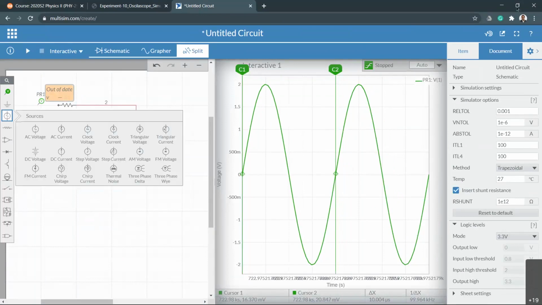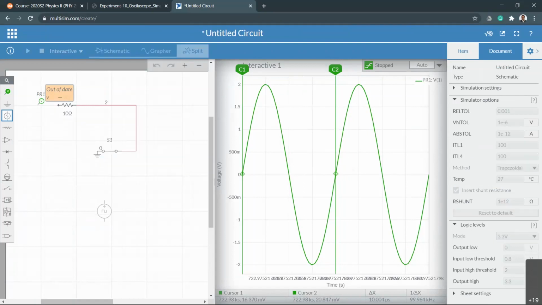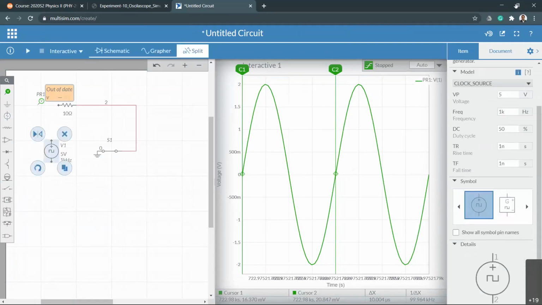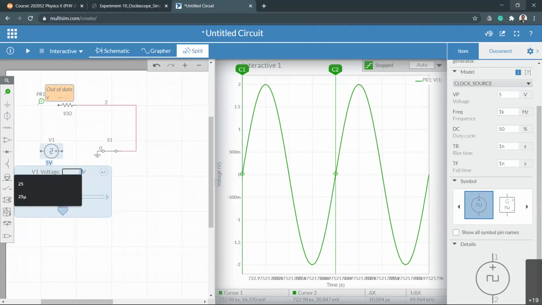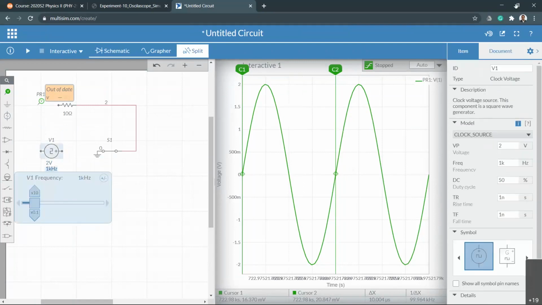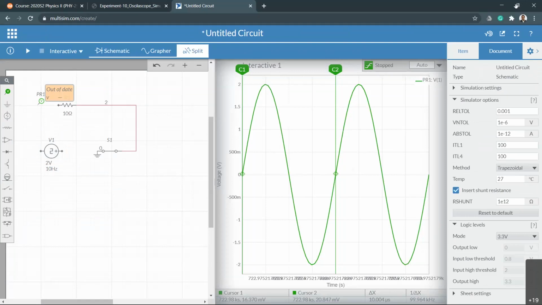Click on the sources and then bring the clock voltage. It should say clock voltage here. Click and drag. So that clock voltage is actually the square wave, okay? And let's change the voltage into 1 volt or 2 volt. That's good enough. And the frequency, let's start with about 10 hertz. Okay, and also you can bring a switch.